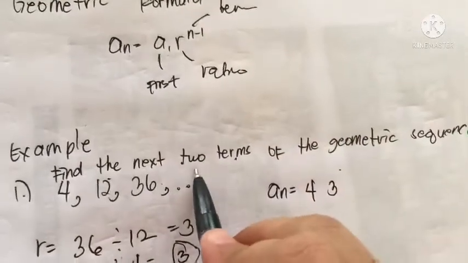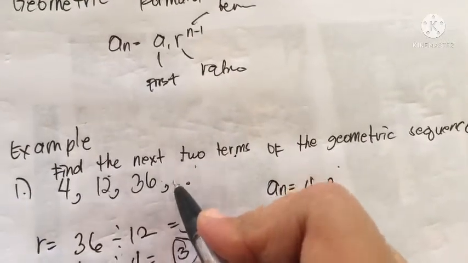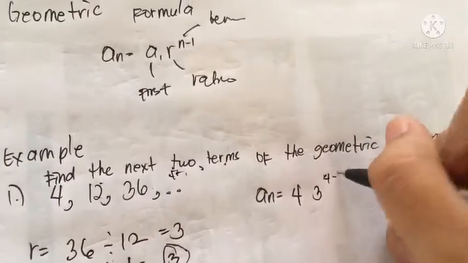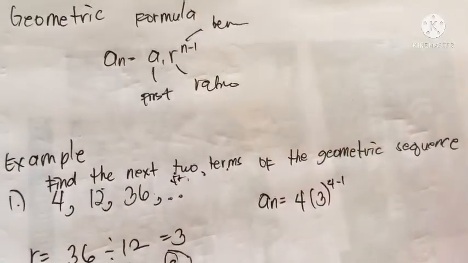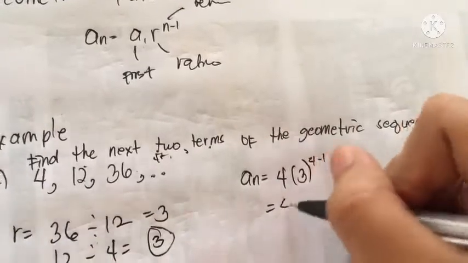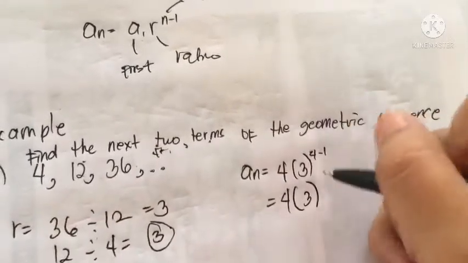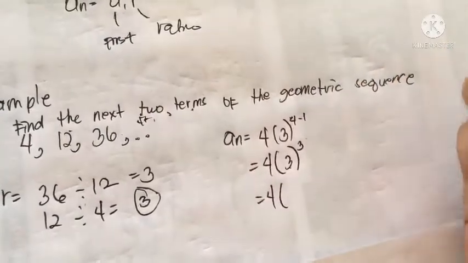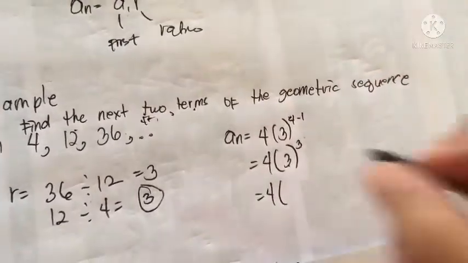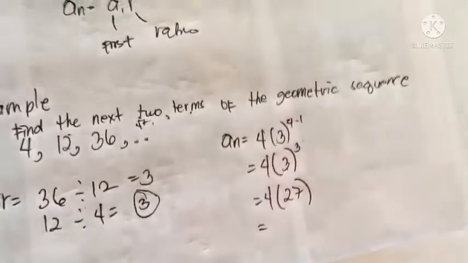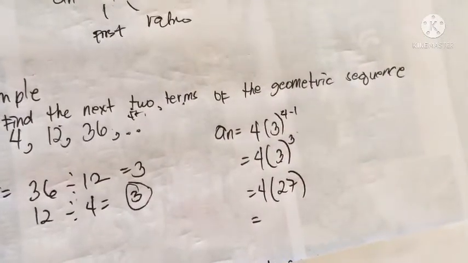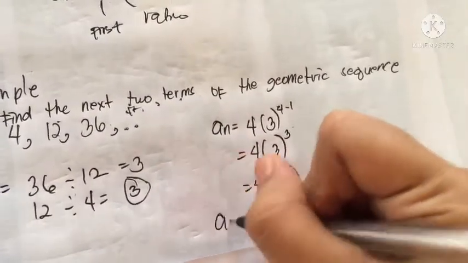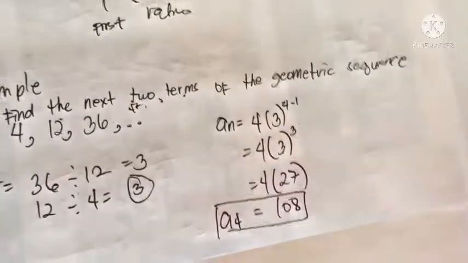So, hinahanap daw natin next two terms. So, ang next two term natin is the fourth term and the fifth term. So, gagawin natin dito 4 minus 1. Okay? So, magiging 4. So, ito 3. 4 minus 1 is 3. So, solve na natin. 3 raised to 3, ibig sabihin 3 times 3 times 3, the answer is 27. So, 4 times 27, ang sagot natin is 108. So, ito na yung ating a sub 4 or yung fourth term natin.